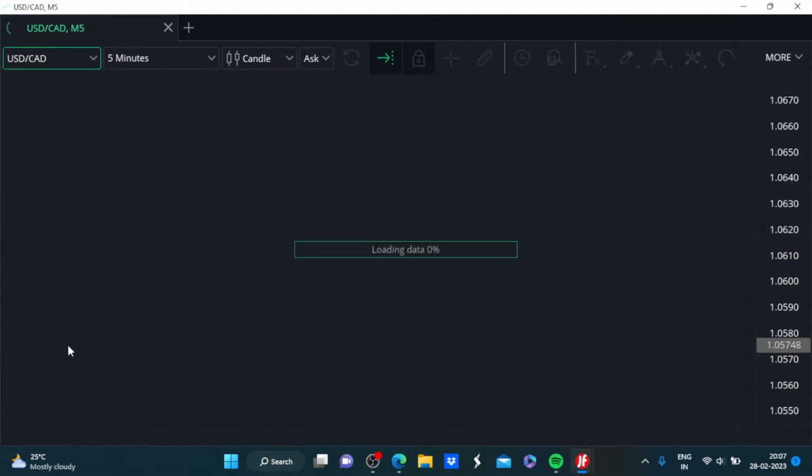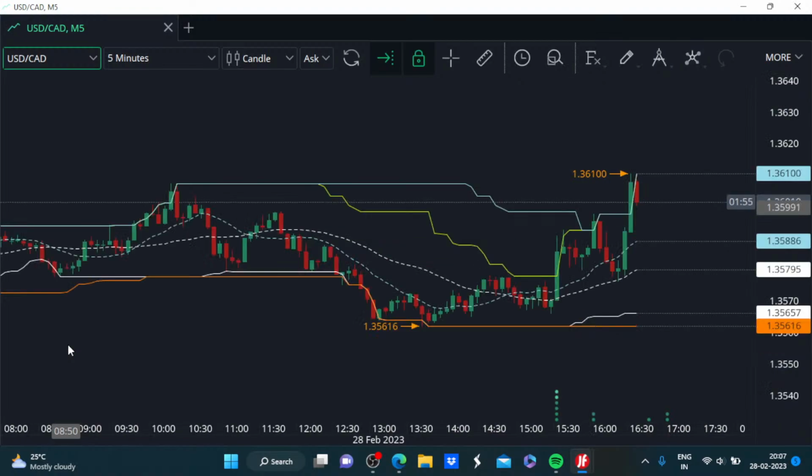Now we will have to invert the scale and consider the currencies like USD CAD, USD CHF, and USD JPY.